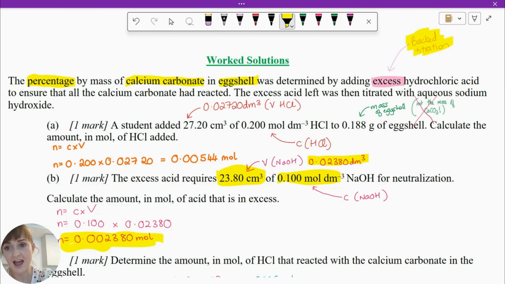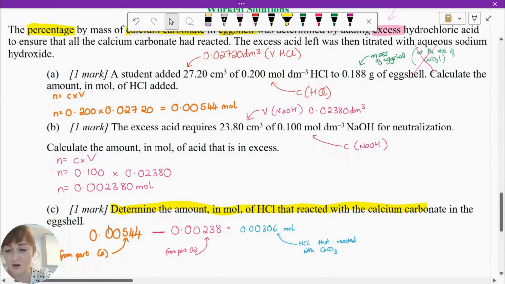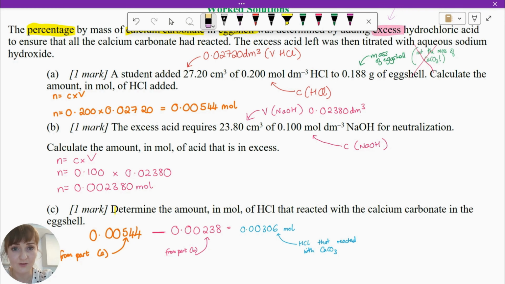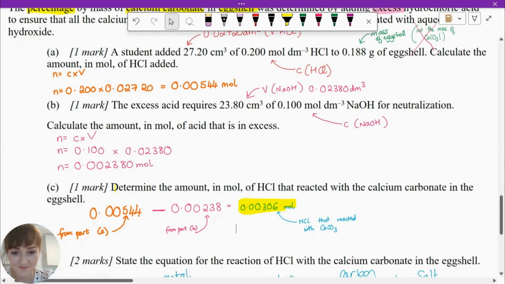So think about the numbers that I have now. From part A, I have the total number of moles of HCl that I added. From part B, I have the number of moles that was left over. The difference between those two numbers is the value that I can use when I'm asked to determine the amount of HCl that reacted with the calcium carbonate in the eggshell. So the difference between those two numbers. So I know that my total moles I put in was 0.0544, and I know my number of moles that was left over. And now I also know how much HCl was required to react with the CaCO3.